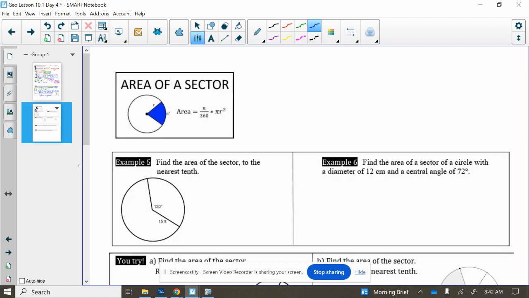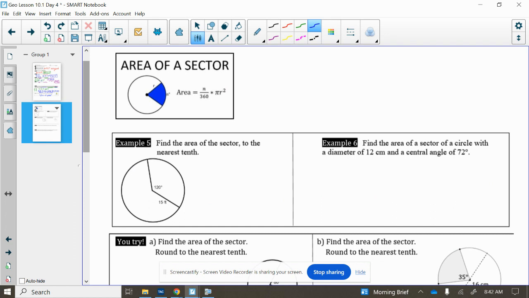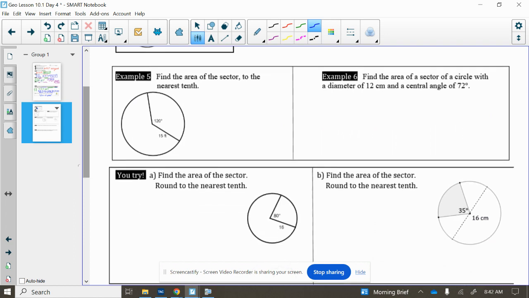And the area of a sector is found by taking your central angle measure, or that arc measure, over 360, and then pi r squared. So you're basically taking a fraction of that circle. And again, n is the measure of that central angle or the arc that we're intercepted onto.